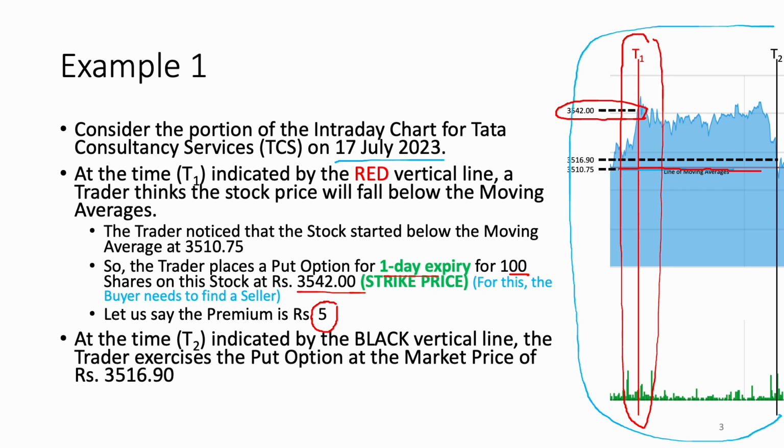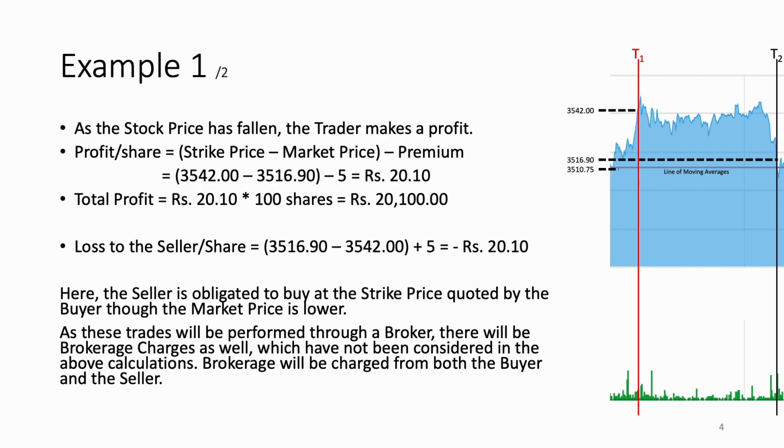At time T2, the buyer sees that the stock price is actually falling, and when it reaches this point, 3516.19, he decides that he will exercise the put option. So at this point, the buyer of the put option decides that he will exercise his put option contract which he has entered with the seller. So let us see what his profits are at this point of time.